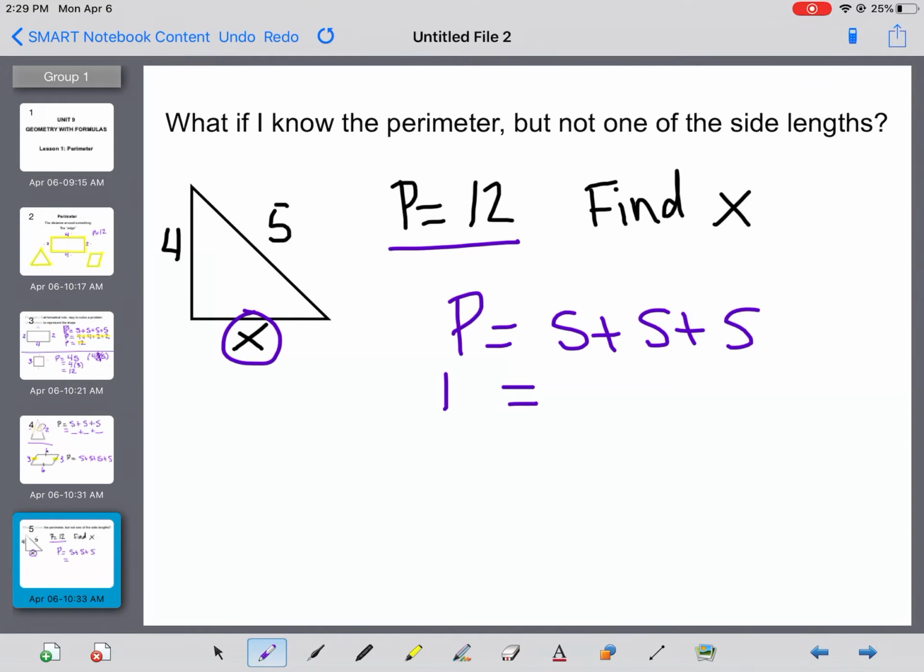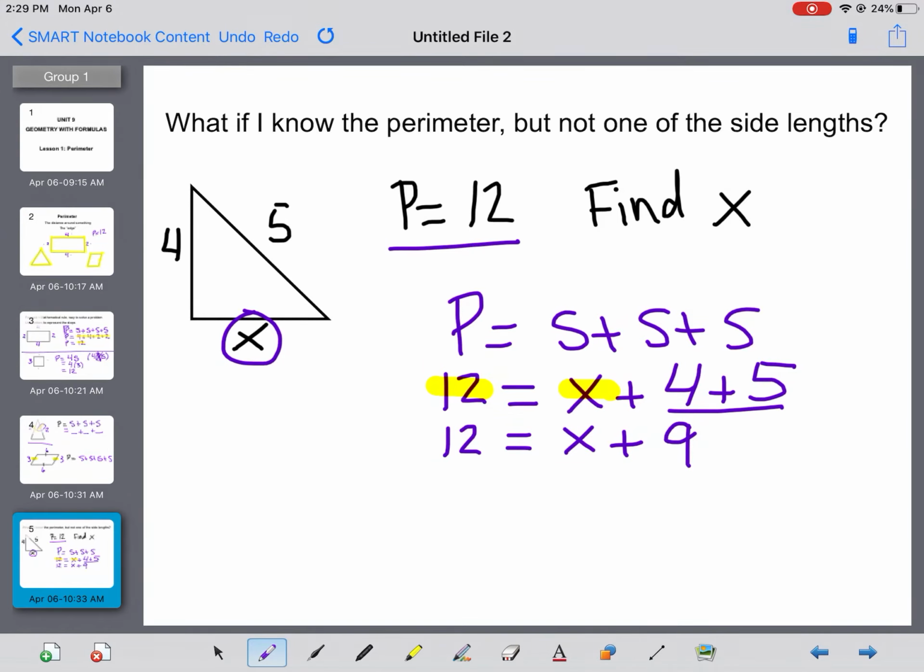Okay, now in this instance, we know what the perimeter is. We know that the perimeter is 12. Okay, so we can substitute the 12 for the p. We don't know what one of the sides is because it's an x. But we do know that we have a 4 and we have a 5. So now, instead of our unknown number being here, it's over here. Okay, and what we can do is, we know how to calculate this part, so let's just rewrite everything that we've had so far. We have an x plus 9.